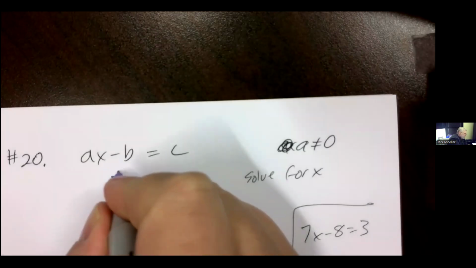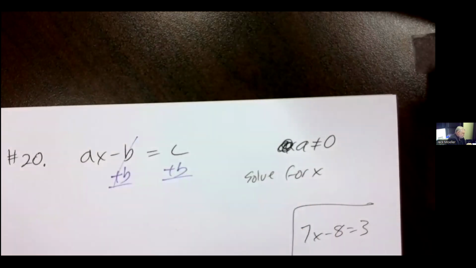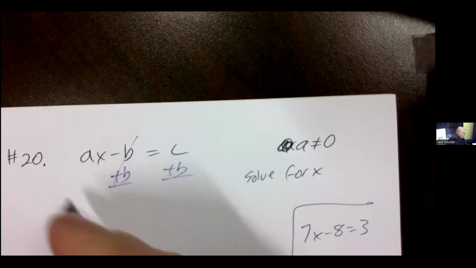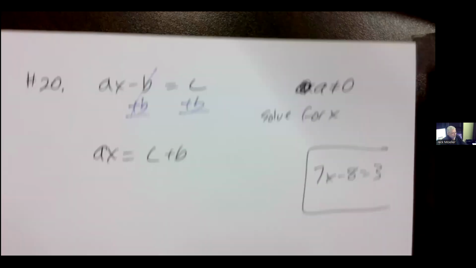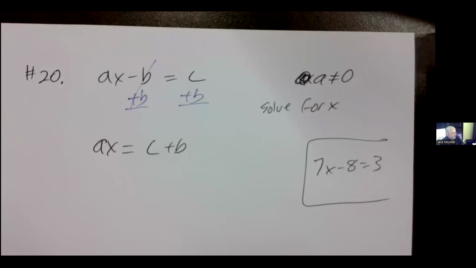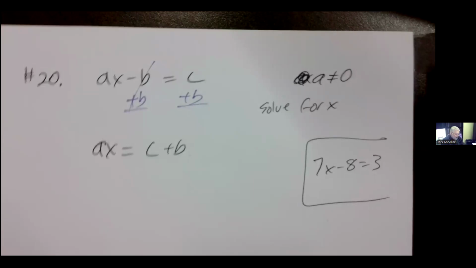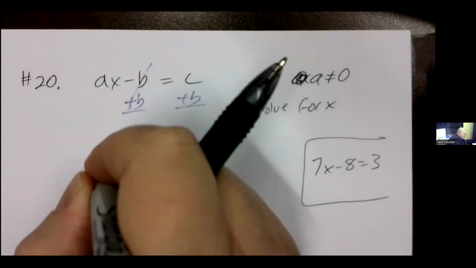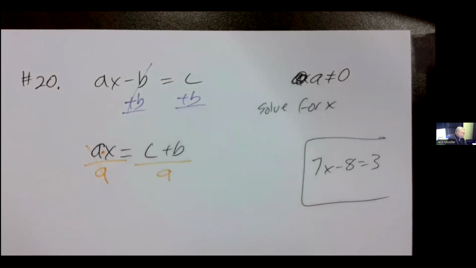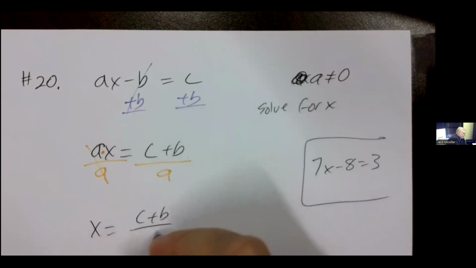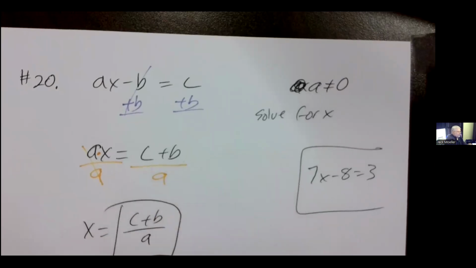So the opposite of subtracting b is adding b. That goes to 0. We have ax. So what do we do with c plus b? Nothing, because those are unlike terms. You could write that as b plus c if you wanted. They're both positive. Sometimes we go in alphabetical order, but I just had c on top, so I'm going to keep it as c plus b. Now what do we do? Well, that's a times x, so we're going to divide that side by a and that side by a. x equals c plus b over a. You have x by itself, so you can stop.